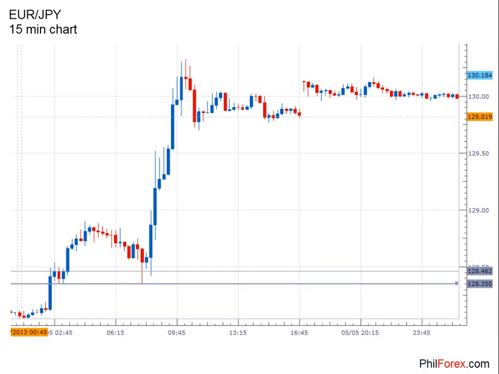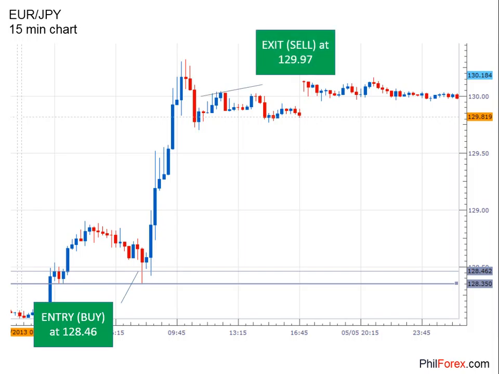So let's have an example. Let's say this is the euro yen. Since we're trading with the yen pair, we count from the second decimal point, not the fourth decimal point, only the second decimal point. Let's say we entered here at 128.46. That's the price where we entered, and then we exited at 129.97. I'll save you the hassle of computing for how many pips we got. That would be 151 pips in 3 hours.